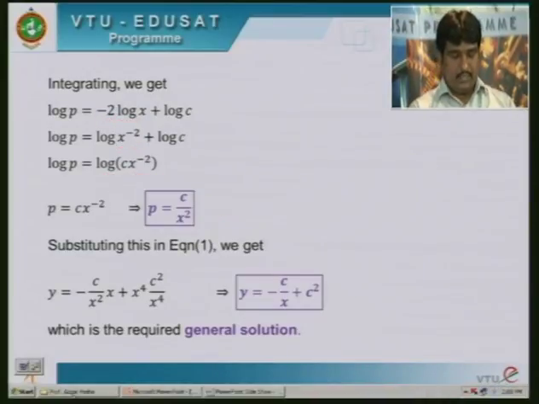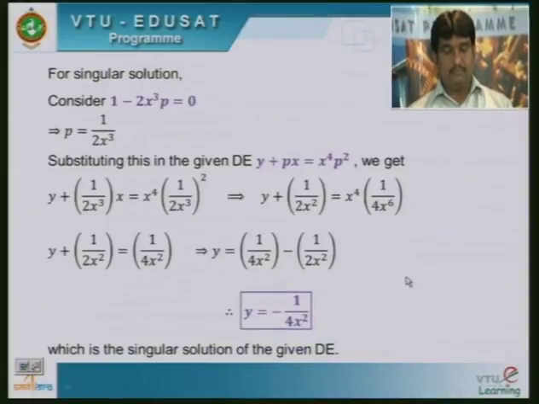Now, to get the singular solution, we have to consider the other factor, which is 1 minus 2x cube p equals 0.